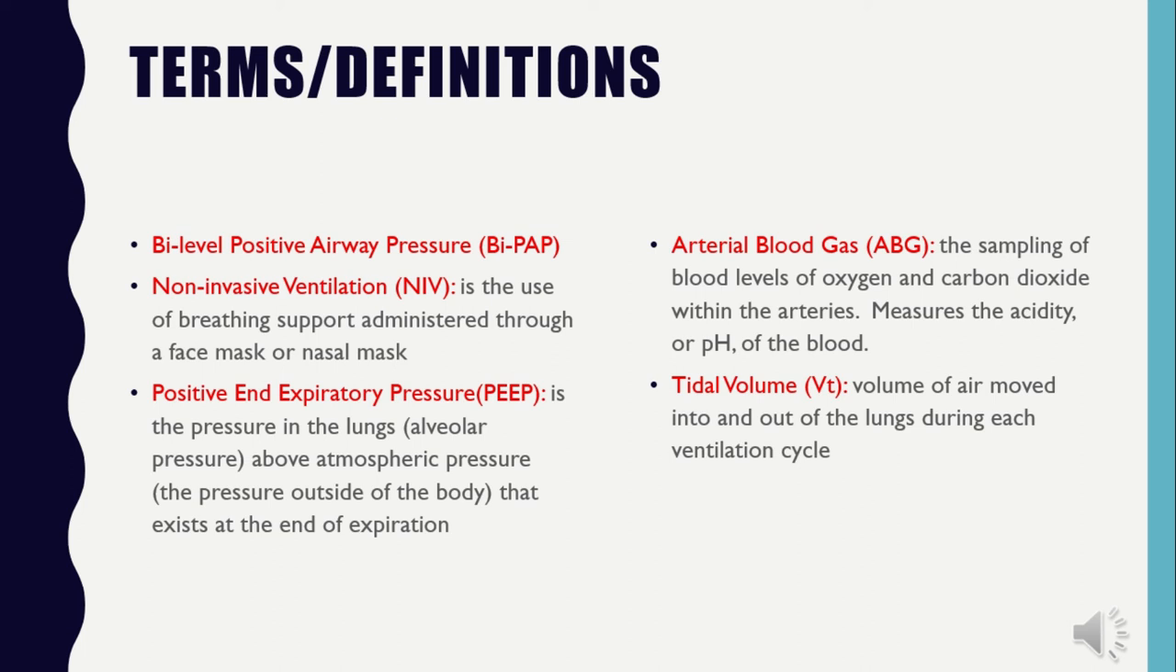We have our positive end-expiratory pressure. That's the PEEP, and this is the pressure in the lungs above atmospheric pressure that exists at the end of expiration. And this assists in keeping the alveoli from collapsing with each expiration. Of course, our ABG, our arterial blood gases. This is a sampling of blood to determine any carbon dioxide and oxygen levels in the arteries. Our last term is the tidal volume, and that's the amount of air that is moved into and out of the lungs during each ventilation cycle.